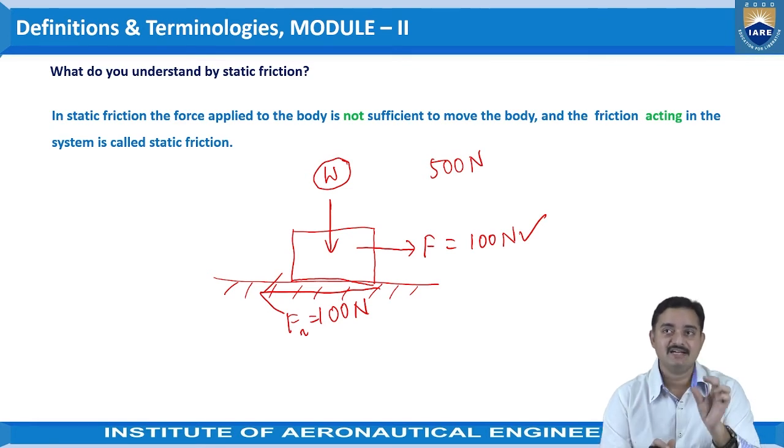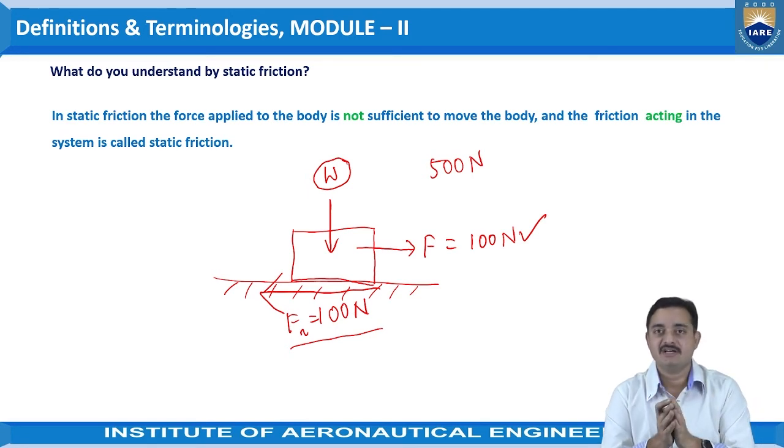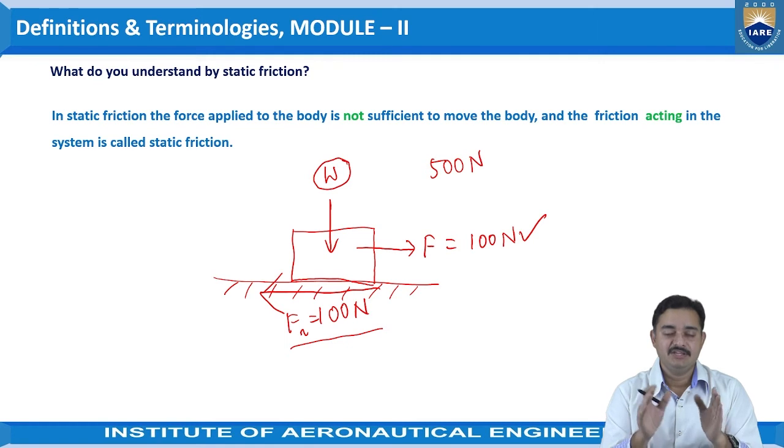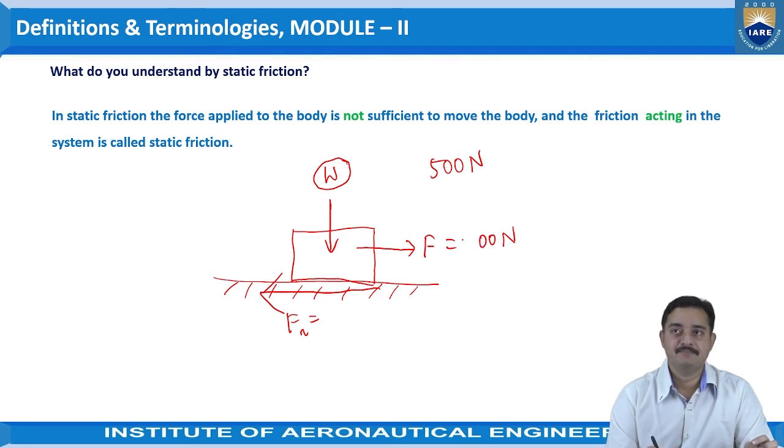Isn't it? So that condition of the rigid body which is not being moved is called static friction, and this static friction is 100 newtons. Static is the condition where the objects are not moving anywhere. Even though the object is not moving, it doesn't mean that we are not applying any force. We are applying the force, but it is not sufficient.